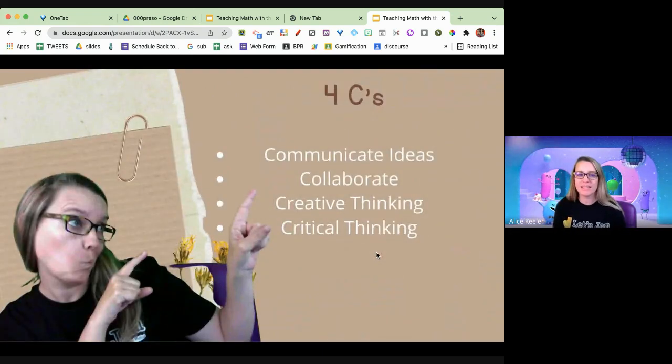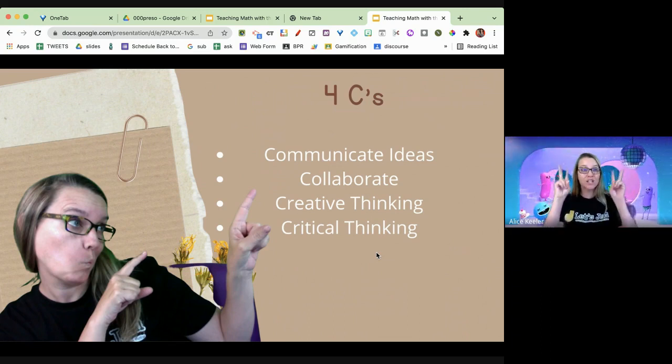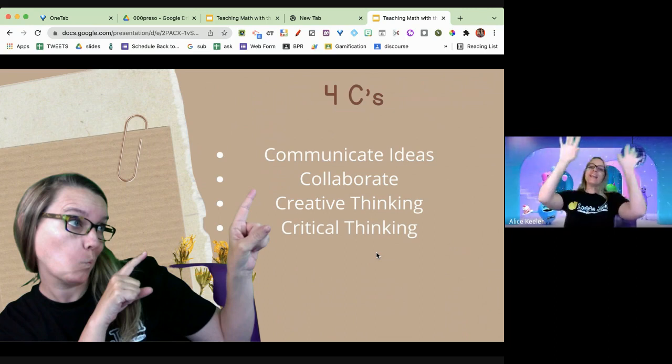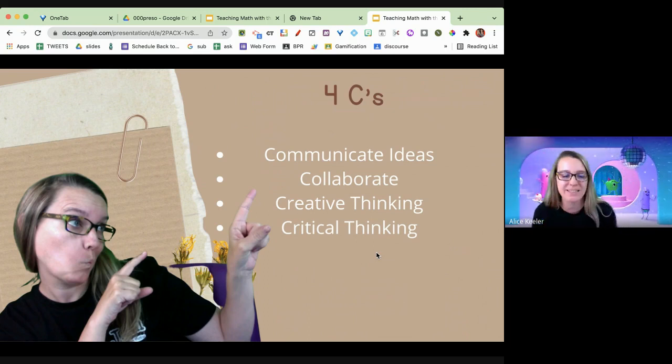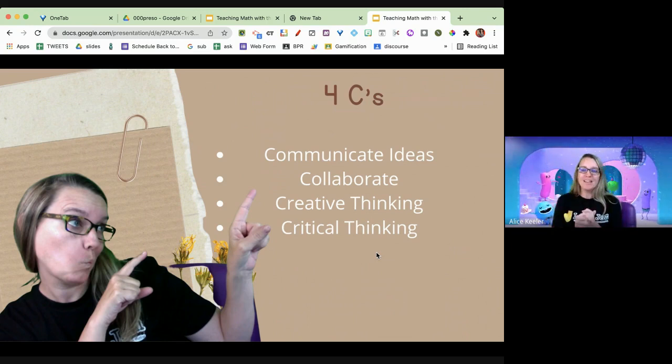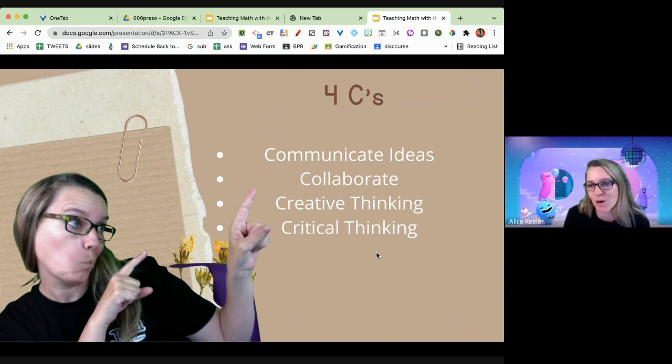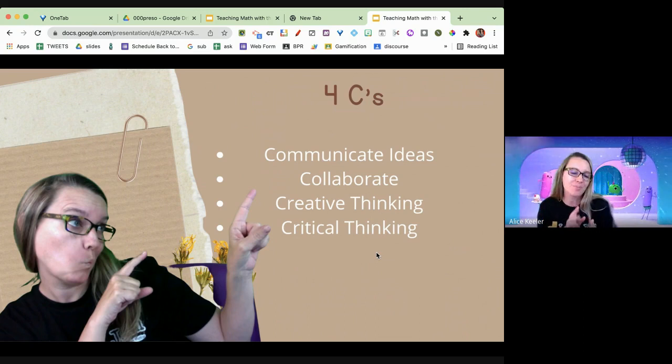So when we look at the 4 C's, it is communicate ideas, it is collaborate, it is creative thinking, and it is critical thinking. And you have at least one of those, if not more than one. And I would like to emphasize that none of those is show your work. And none of the 8 mathematical practices is show your work. So that's why I am anti-show your work, because I'm pro 4 C's, I'm pro 8 mathematical practices.